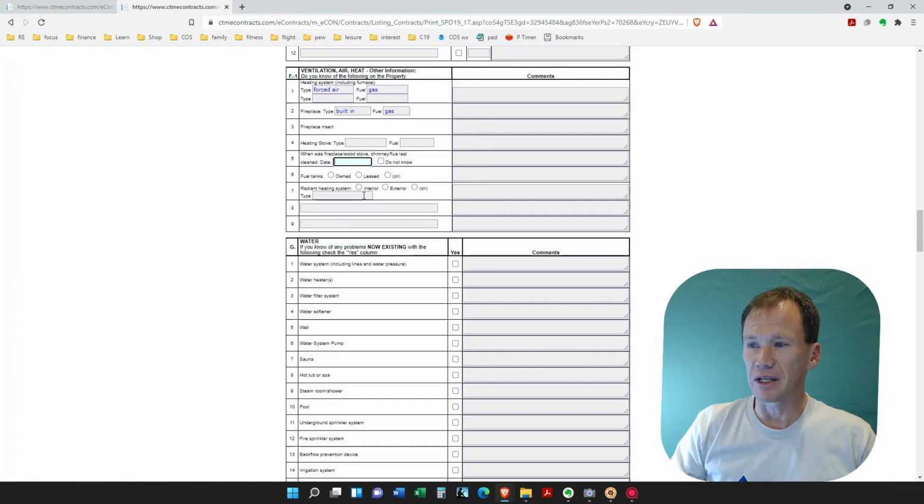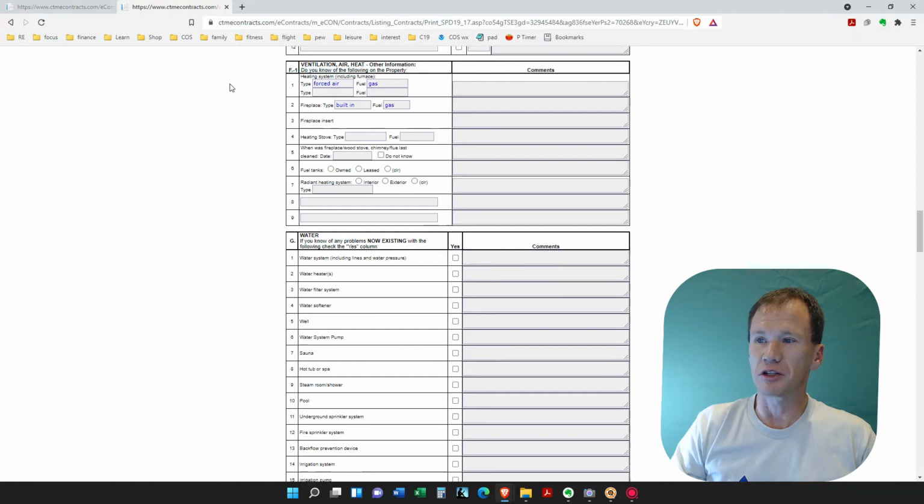Is there any radiant heating system? For example, if you have radiant heating in the driveway, that'd be exterior. If you have radiant heating in the floors, that'll be interior. Type: fill in specifically what type of radiant heating system it is, and then provide any comments that would be appropriate there. So this is a do-you-know, this F1. Do you know, and provide whatever information you do know.